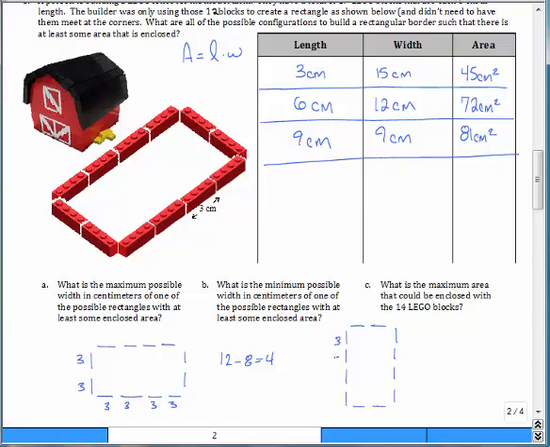So that would be 3, 3, 3, and 3 for the length. So that gives me a total of 12 centimeters now for the length, and it only gives me 6 centimeters for the width. If you look, that's actually just the flip of these two right here. So it's still 12 times 6 again. 12 times 6 is 72 square centimeters.